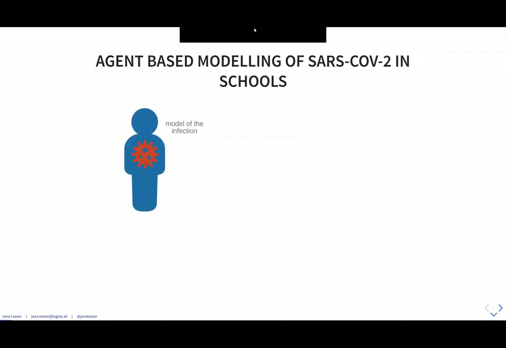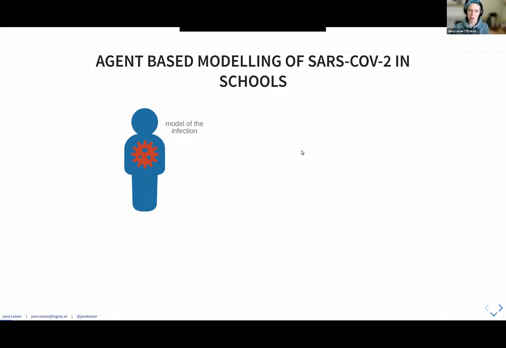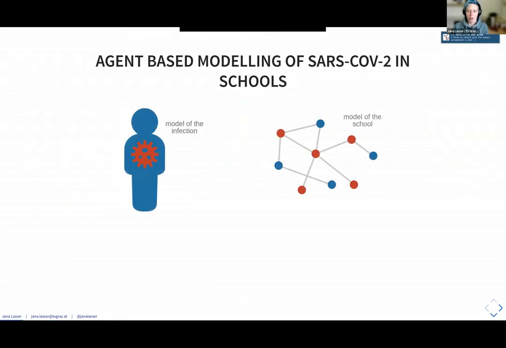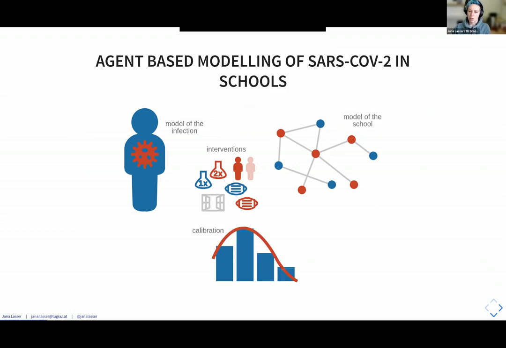First of all, let me walk you through the basic components of the approach and the model we are working with. We are also using an agent-based model of SARS-CoV-2 spread in schools, which is composed of, first of all, a model of the infection in an individual, then a contact network model of the school or schools, to be more precise. On top of that, we can sprinkle a number of interventions such as wearing masks, regular screen testing, cohorting classes, or ventilation. And then, of course, there is the calibration step where we tune the parameters of our model such that it reflects the observations in reality as closely as possible.